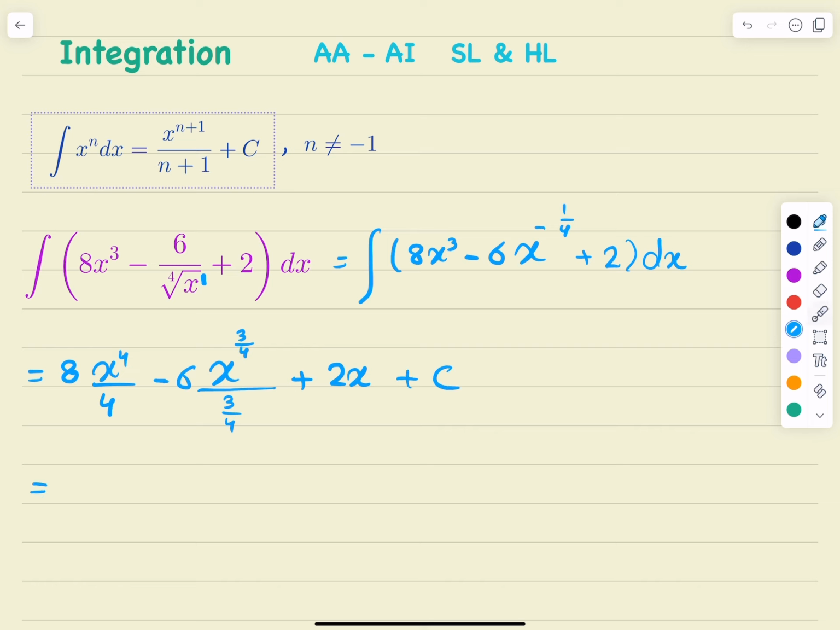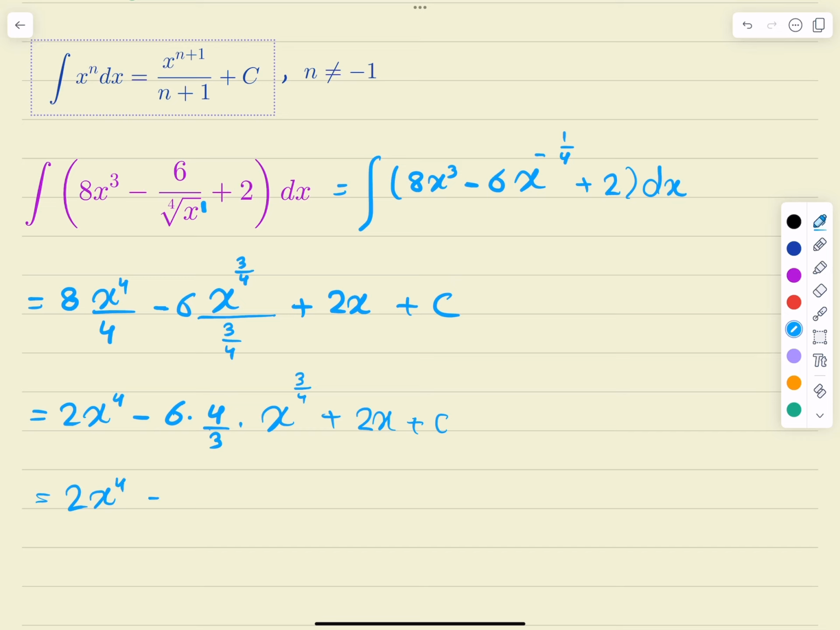Now here we have 8 divided by 4, which is 2, multiplied by x to the power of 4, minus now we keep the 6. We can take this fraction up and have the reciprocal 4 over 3, then x to the power of 3 over 4 plus 2x plus c. It will be 2x to the power of 4 minus 6 times 4 would be 24, divided by 3 would be 8, so we have 8, and the x can be written like this, the inside 3, and the outside would be here 4, plus 2x plus c. So this is the answer.